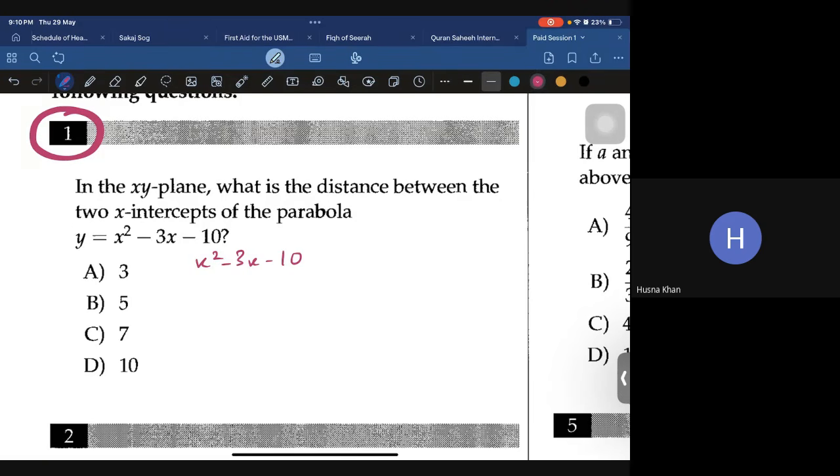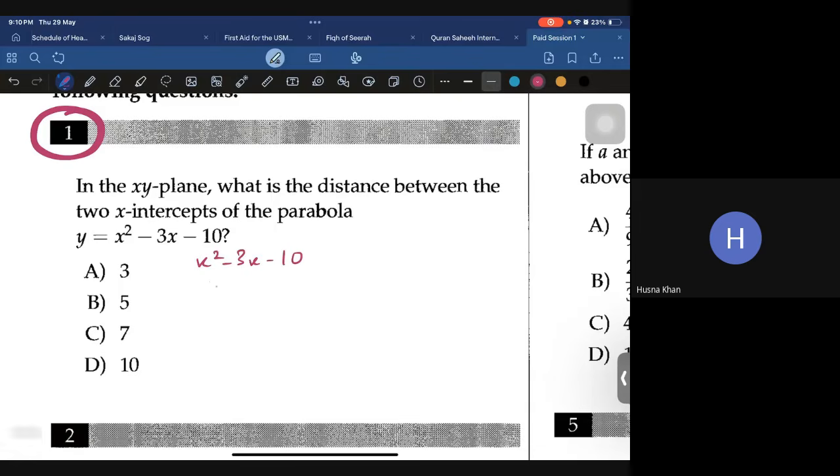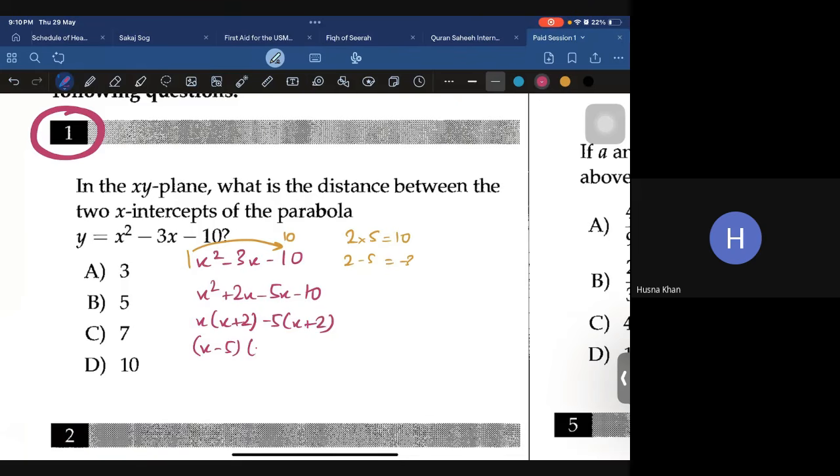We'll first break the middle term. So to find the x-intercepts, if you multiply the first two terms, this is 1 and then that's 10. So that gives us 10. We can have 2 times 5, which is 10. And then 2 minus 5 is minus 3, right? So we'll have plus 2x minus 5x minus 10, x common, x plus 2, minus 5 common, x plus 2. So x minus 5 and x plus 2. Equating these with 0, we'll have x equals 5 and x equals minus 2.